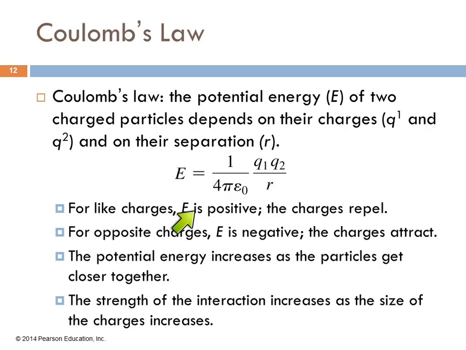If you have like charges, E is positive. Like charges repel each other. They push away. You can think about this a lot like magnets. Electrical interactions are not the same as magnetic interactions, but they're very similar. Like charges repel. For opposite charges, E is negative and the charges attract. So think about a north pole and a south pole of a magnet, and they will stick together, right? But if you take two south poles, you can try to push them together, but they do not want to go together.